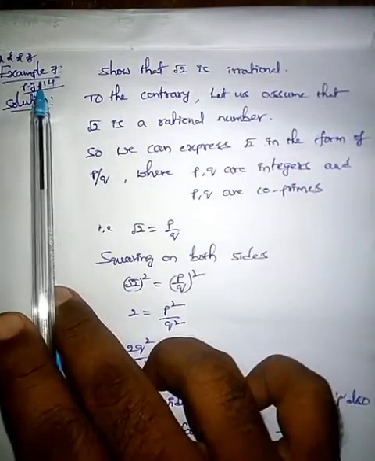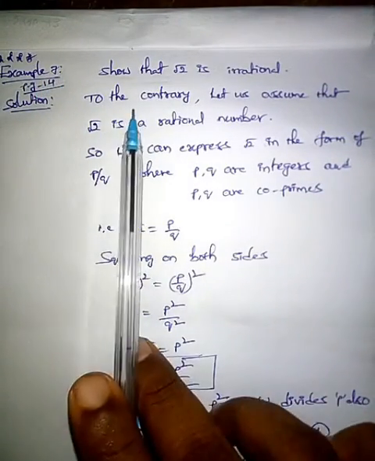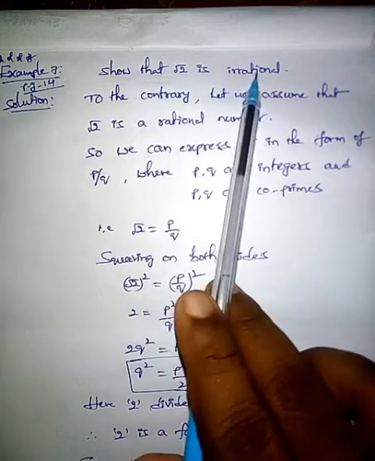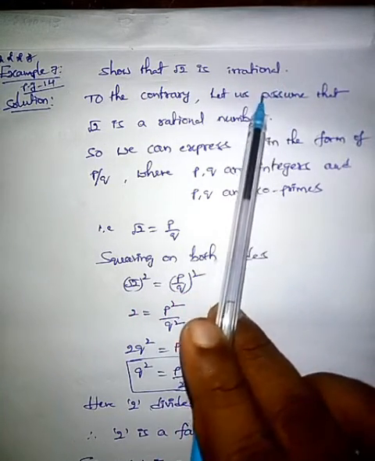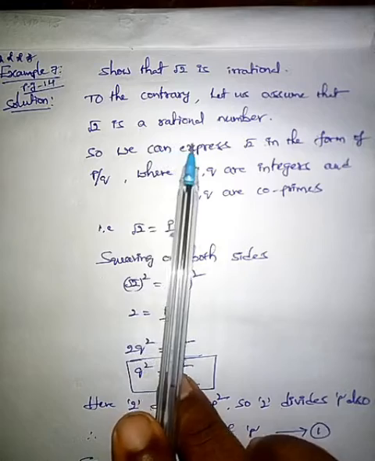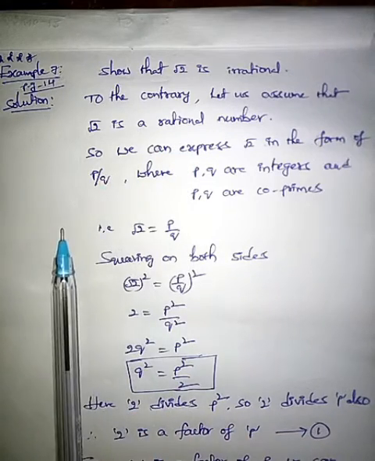Coming to page number 14, example 7. This is a very important problem. Show that root 2 is irrational. Children, we can't prove this by the direct method. That's why we choose the contradiction method.